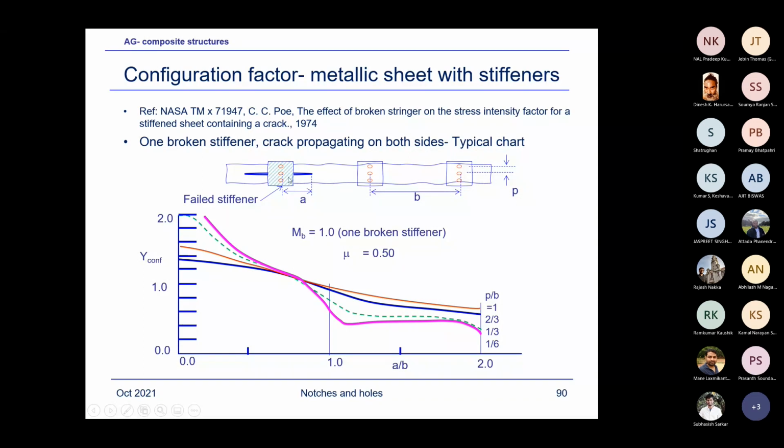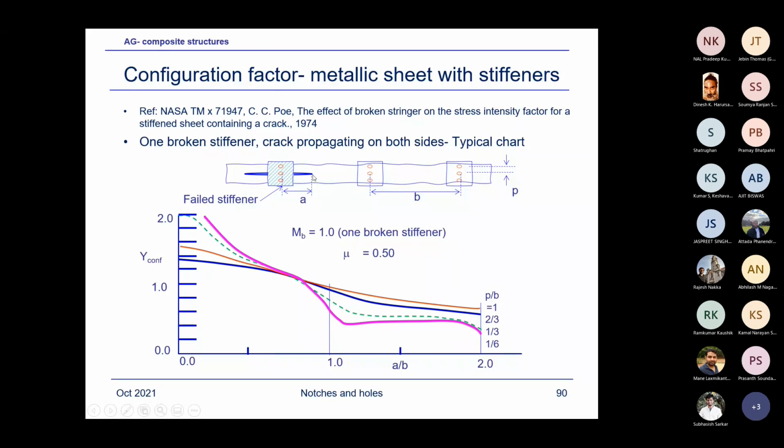Now, if it's broken, that's why you are seeing now configuration factor to be more than 1. It's significantly reduced, because if the stiffener is broken, that means this is not capable of handling any load. So here the configuration factor, and I plotted here for mu equal to 0.5, depending upon P by B, these factors are varying.